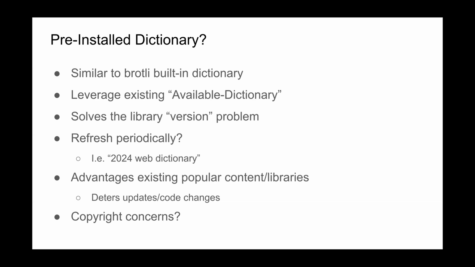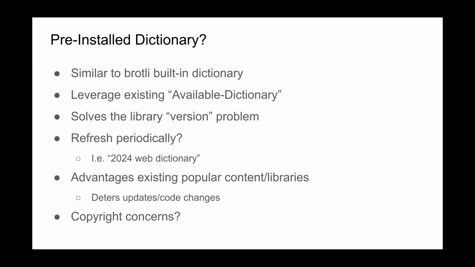And so it's basically like the Brotli built-in dictionary, but it can potentially be larger, and it can potentially be versioned and updated over the years. So we can have, say, the 2024 version of what we qualify as the web dictionary that has the current versions of React, jQuery, and other things that are commonly seen on the web.